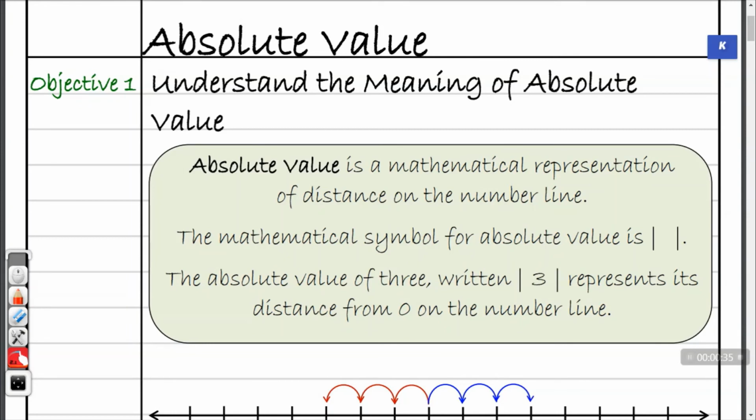All right, it says the absolute value of 3, which is how I would state that. When I read this right here, I say the absolute value of 3. The absolute value of 3 represents its distance from 0 on the number line.